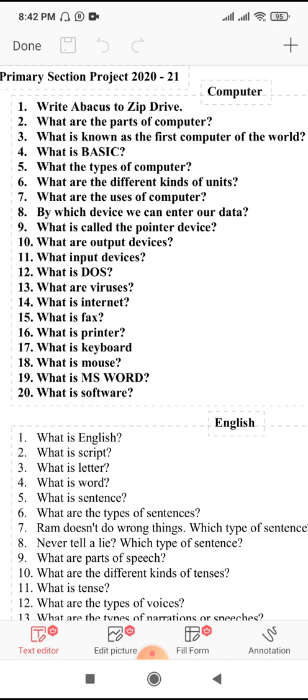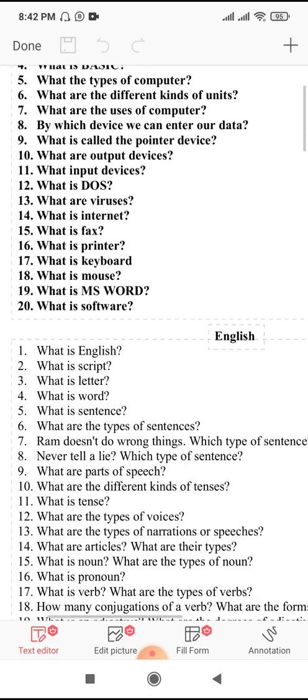What is fax? Fax is a machine by which we can send printed messages from one place to another. What is printer? Printer is an output device which prints whatever the output is on the computer. What is keyboard? Keyboard is an input device by which we can enter data or type in the computer. What is mouse? Mouse is a pointer device. What is MS Word? MS Word is an application software for office automation. Microsoft Word. What is software? Software is a kind of program for a particular purpose.